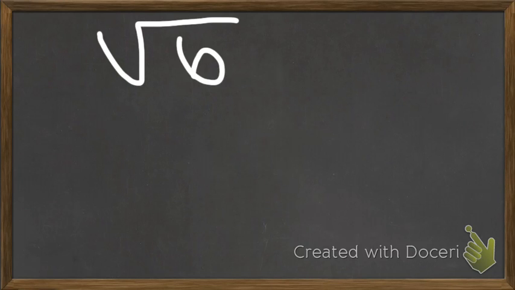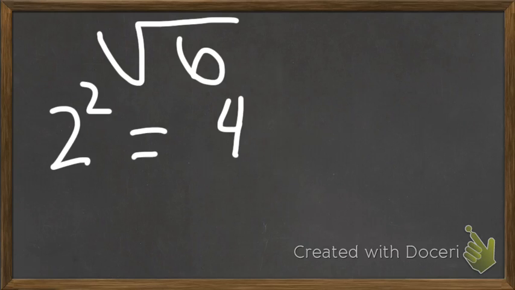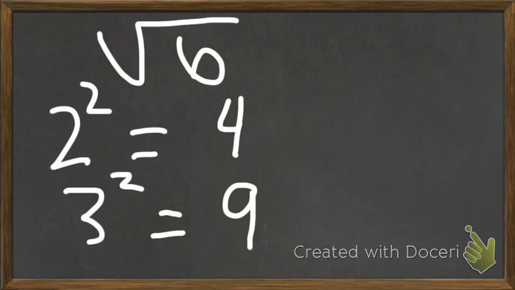Let's try another one. The square root of 6. Okay, so let's try 2 squared equals 4. Well, that's not 6. Let's go to the next number. 3 squared equals 9. Well, that's above our 6. So we know that our answer has to be somewhere between 2 and 3.